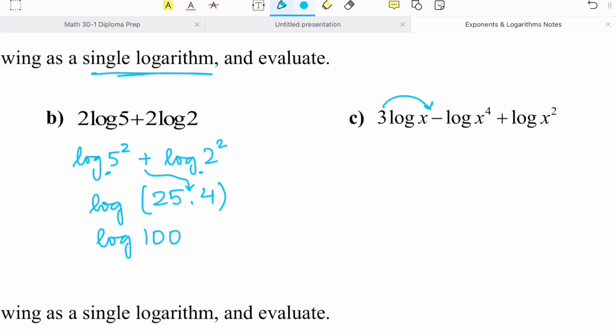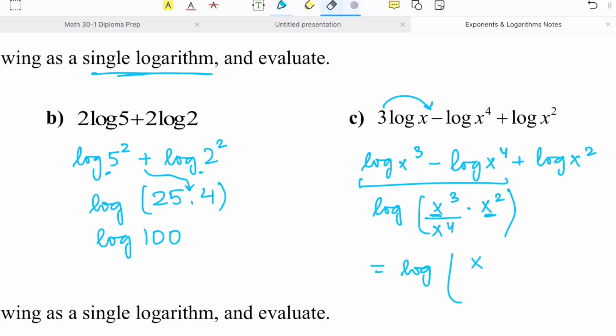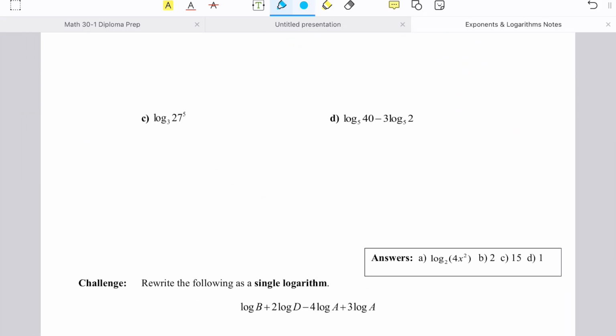This question right here, bump it back. We have log x to the power of 3 minus log x to the power of 4 plus log x to the power of 2. Divide this, which gives me log of x to the power of 3 divided by x to the power of 4 times x to the power of 2. Okay, which will give you log. Now exponents, bases are the same, powers get added. x to the power of 5 over x to the power of 4, divide that, we get log x. Okay, you can try doing these questions.